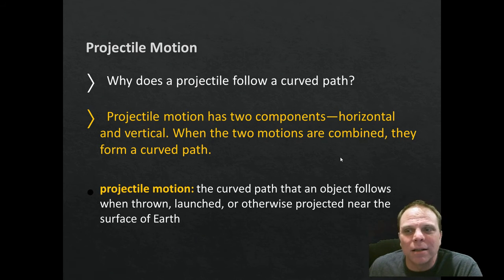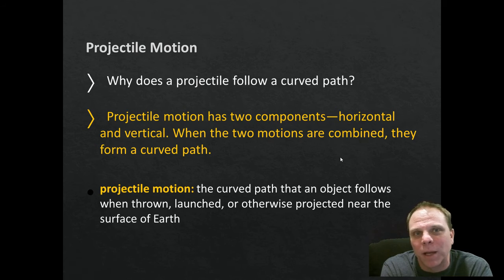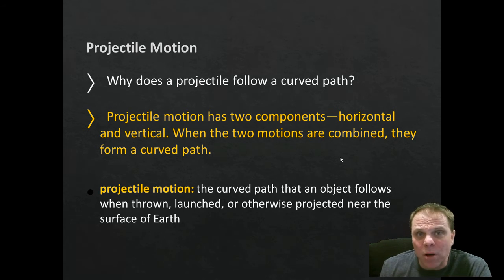Why does a projectile follow a curved path? Now, we've got to talk about projectile motion right now because we have to help you understand why it is that these objects in free fall are just falling, even though they're moving. All right, so projectile motion has two components, horizontal and vertical. When the two motions are combined, they form a curved path.